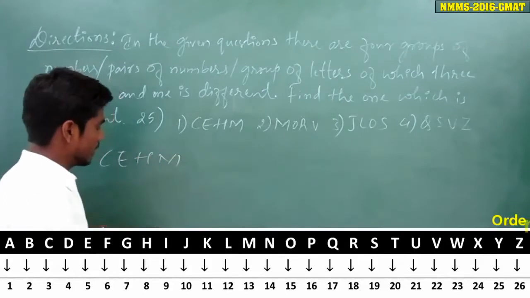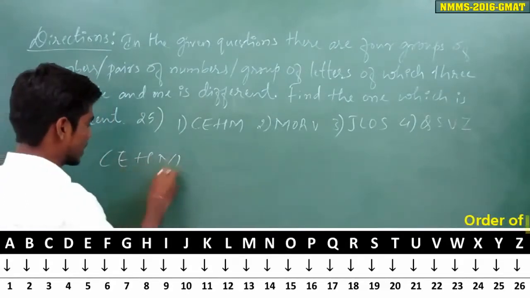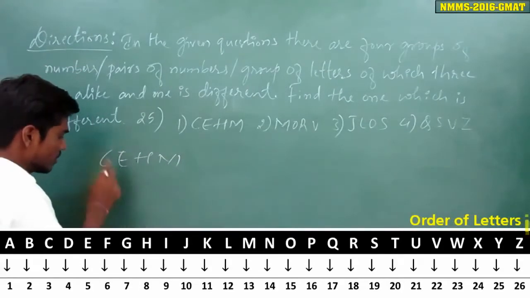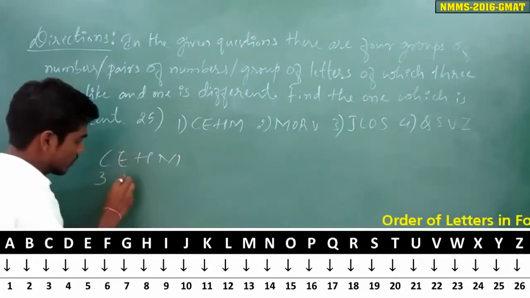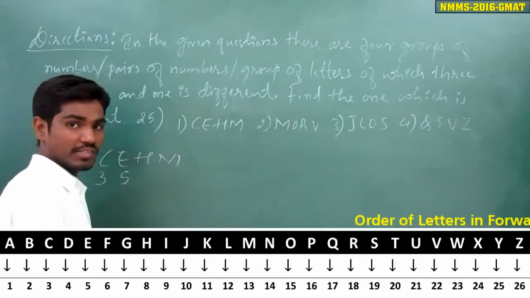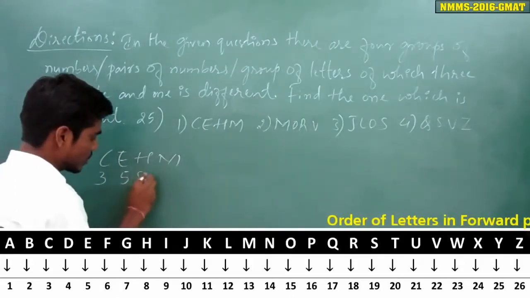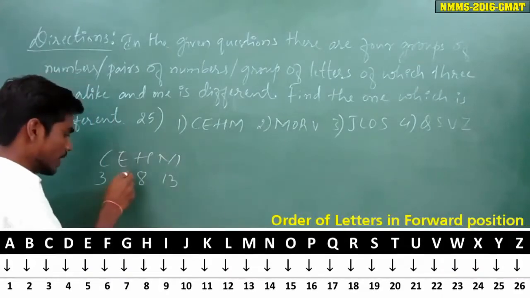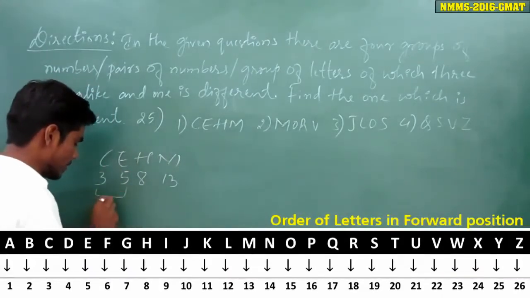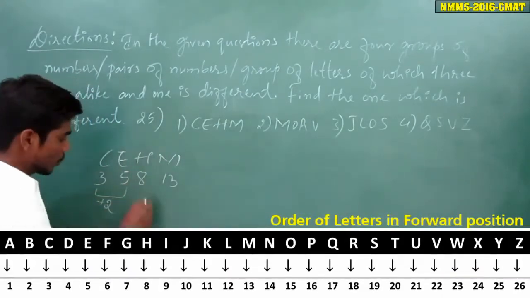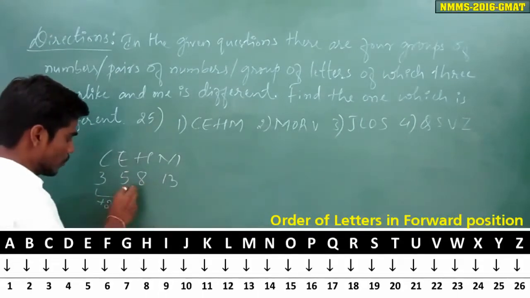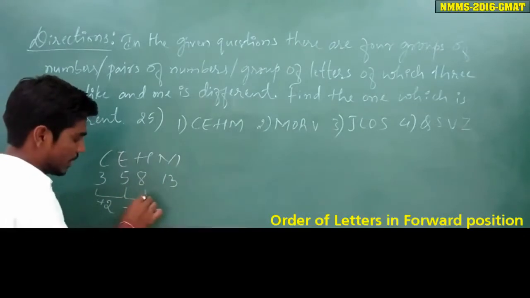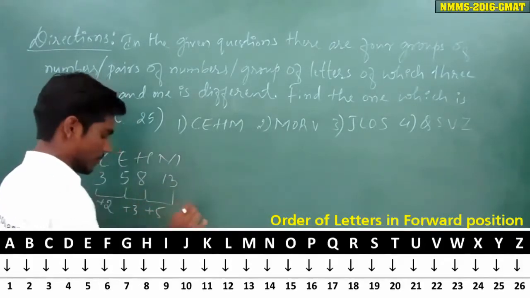CEHM, and let me write the positions of these letters. The position of the letter C is 3. The position of E is 5. Position of H is 8. Position of M is 13. Well friends, to get 5 from 3, I have to add 2. To get 8 from 5, I have to add 3. To get 13 from 8, I have to add 5.